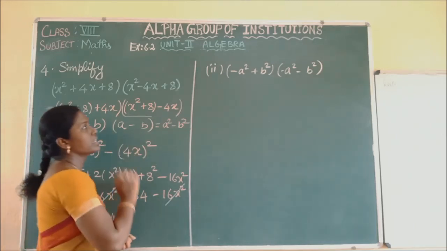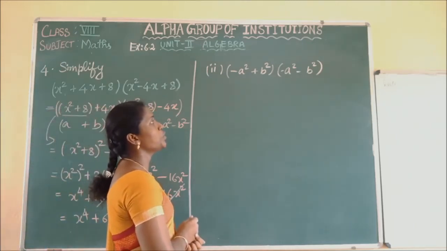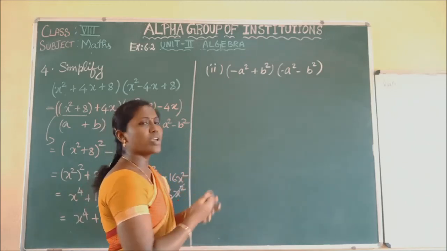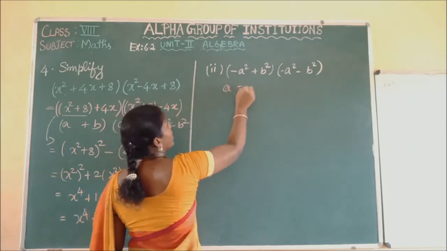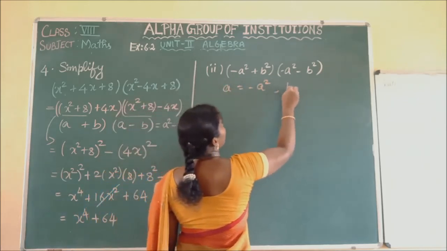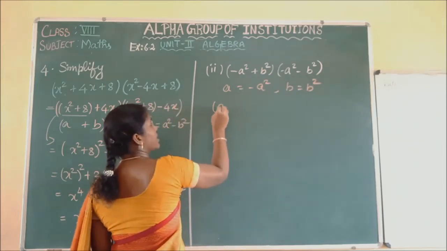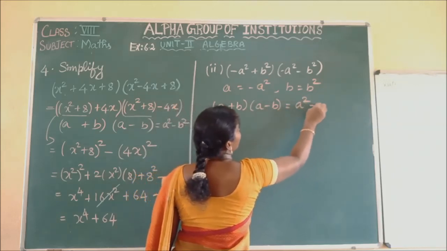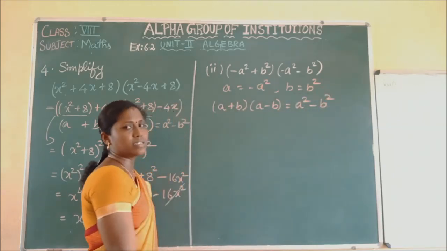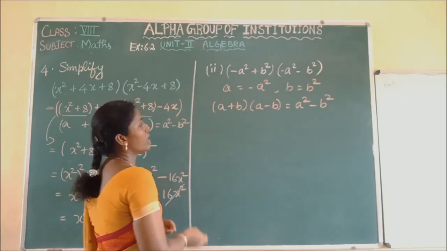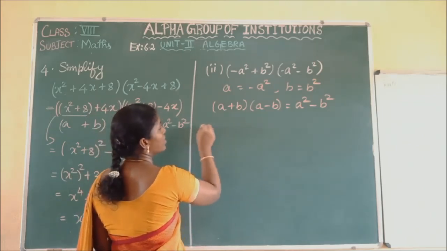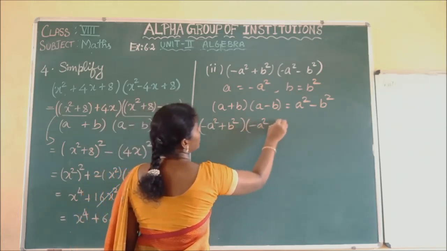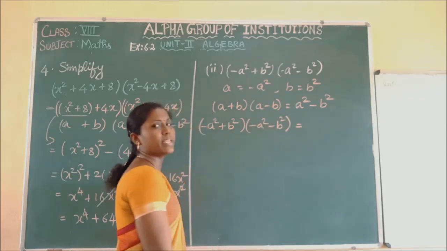Okay. Now see the second solution: (minus a square plus b square) into (minus a square minus b square). Already the given question is in the form of a square minus b square. In place of a, we are having minus a square, and in place of b, we are having b square. Normally the given question is in the form of (a plus b) into (a minus b), which is equal to a square minus b square. Isn't it? Now I am going to multiply this.